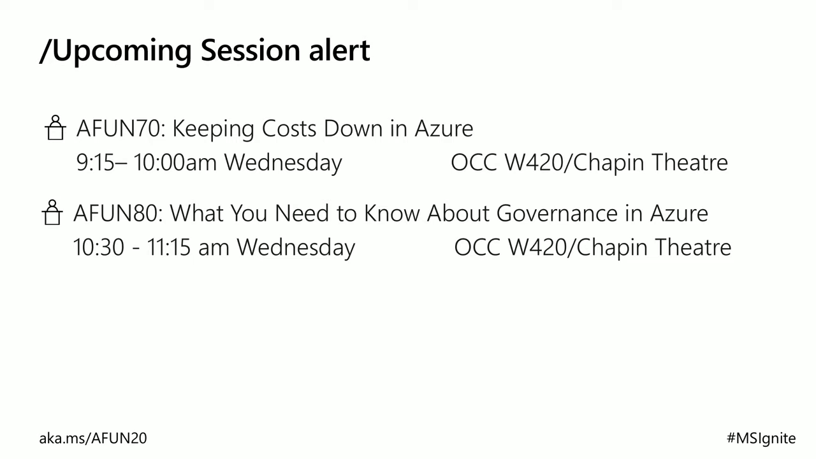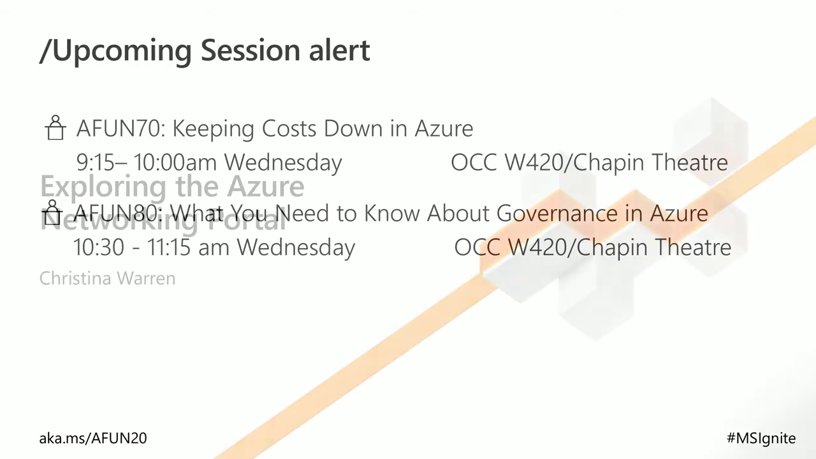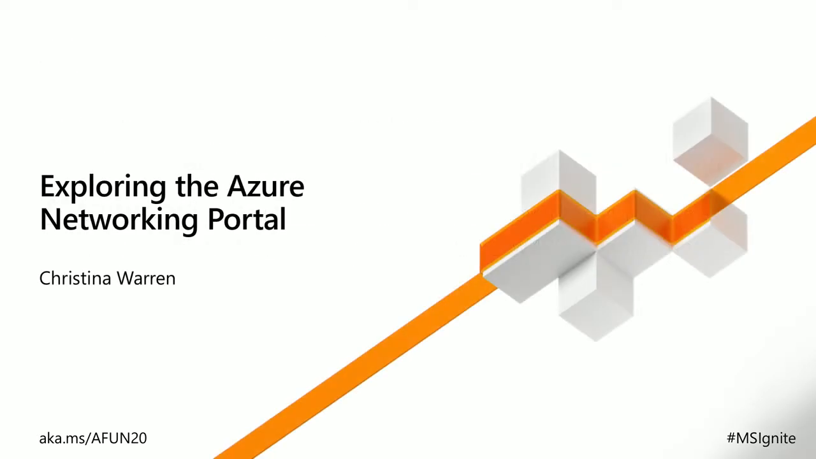Now, one of the things I want to call out is that in this fundamentals track that we're on right now, we have some upcoming sessions that are going to focus on things like keeping costs down. That's going to be tomorrow in the Chapin Theater, and that's a really great session to think about where you want to set things up and how you want to manage your resources, not just for networks, but for all parts of Azure so that you're not spending a lot of money. And the other thing is, we have a session also tomorrow on governance, also in the Chapin Theater, and that's really good if you need to think about certain rules that you need to keep in check for your organization or certain rules that you are obligated to follow based on where you're located.